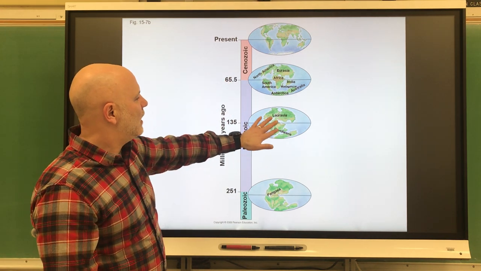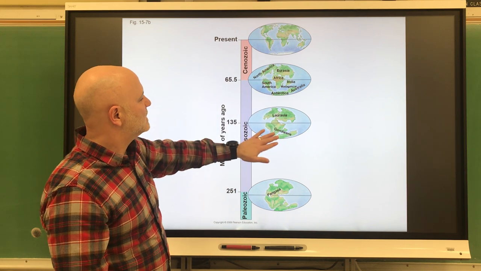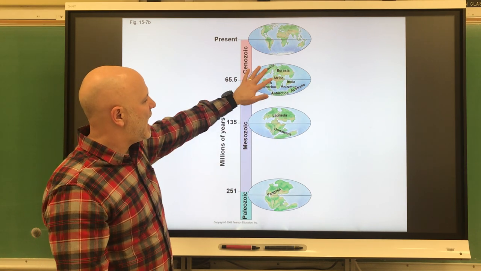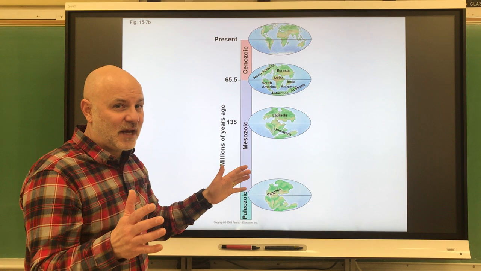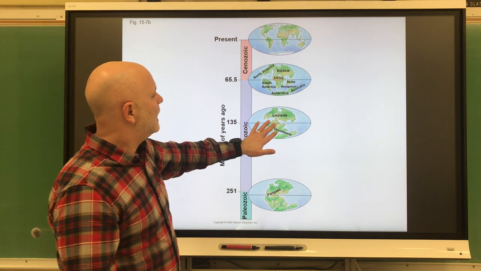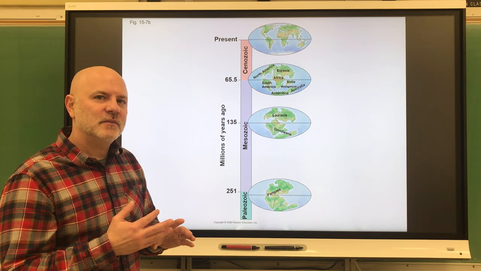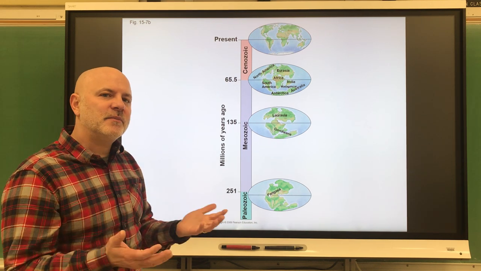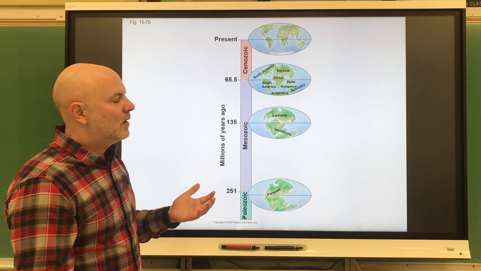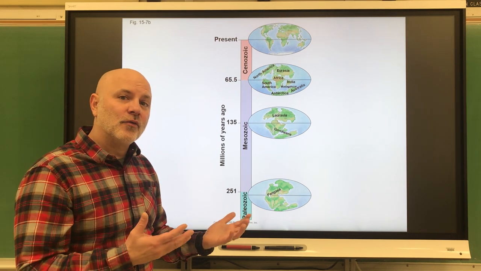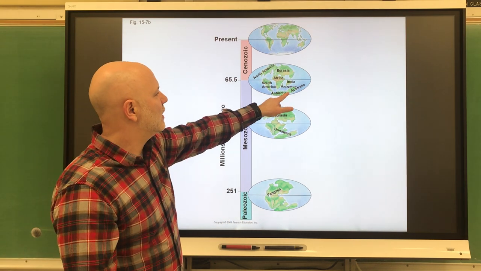So if we go back 130 million years ago, in this time period, this is where mammals started to evolve, but dinosaurs were still around, all right? And so what you had were different kinds of mammals: marsupials, monotremes, placental mammals. Now, most mammals today are placental. Where do we find marsupials, like kangaroos and koalas? Well, they're over here in Australia.